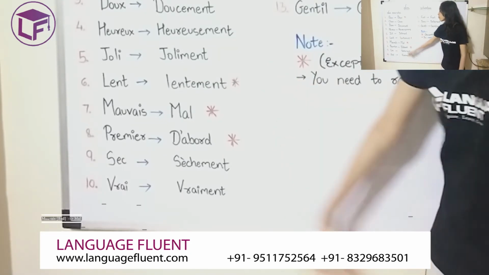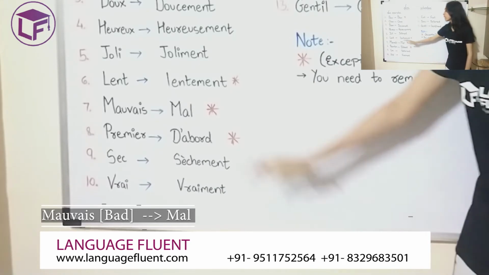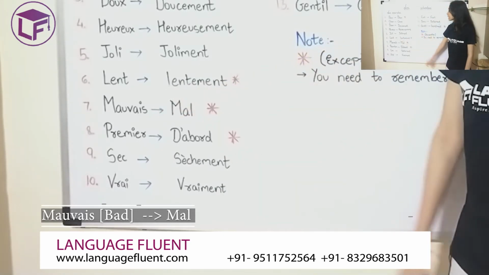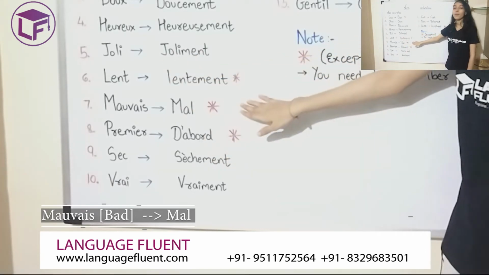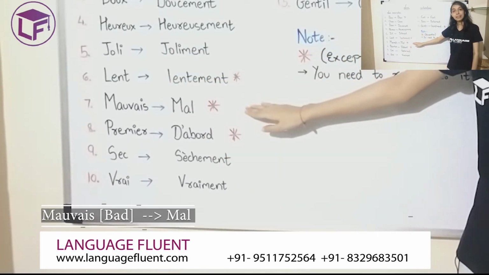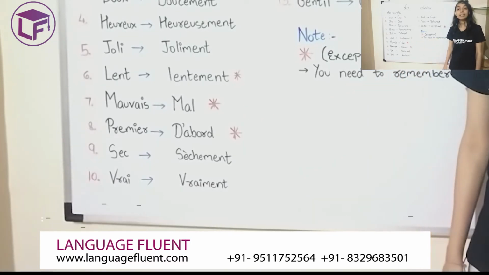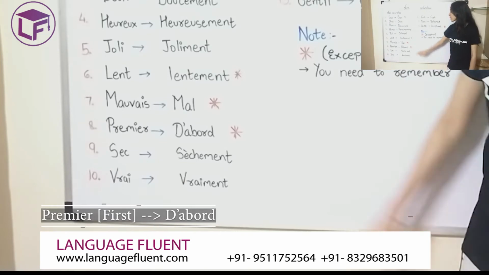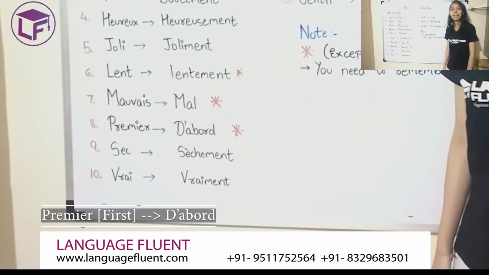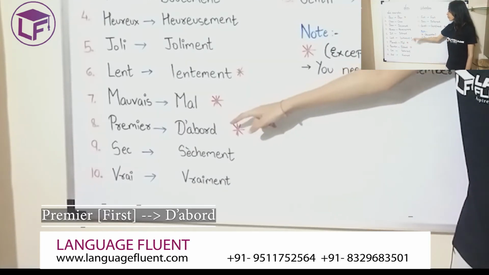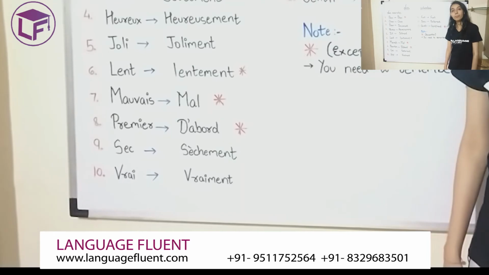Then we have mauvais. Mauvais means bad. To make an adverb out of mauvais, we write mal. So the adverb of mauvais is mal. You need to memorize this. Then we have premier. Premier means first. So this is also an example. Here to make an adverb out of premier, we write d'abord. So this is the adverb of premier.